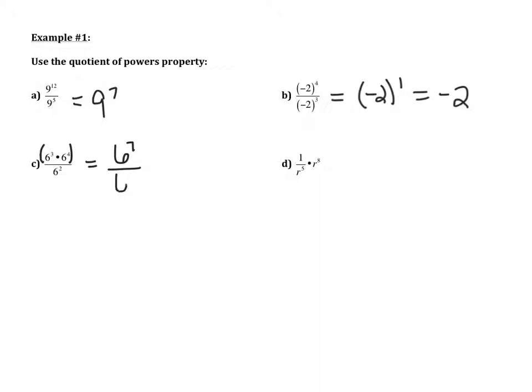So now I have 6 to the 7th over 6 squared, or 6 to the 2nd. So now that I'm dividing, I'm going to subtract powers. So again, keep the same base, and 7 minus 2 is 5. So our final answer would be 6 to the 5th.